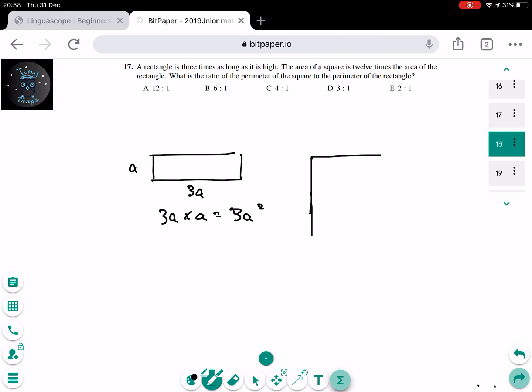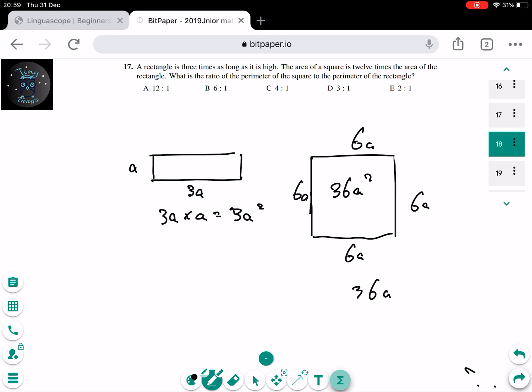So it becomes 36A squared. The sides we know are 6A for each side, because the square root of 36A squared is equal to 6A. And so it asks us what the ratio of the perimeter of the square is to the perimeter of the rectangle. So let's calculate the perimeters.